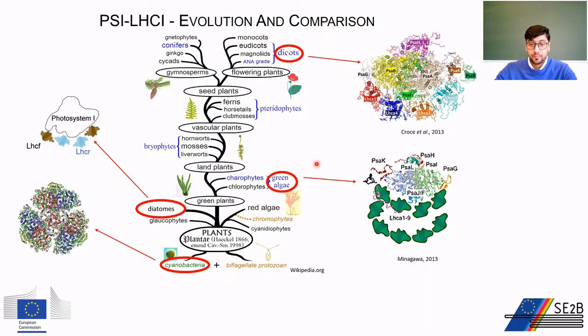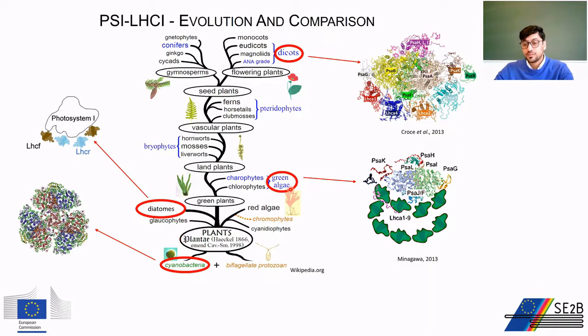Okay, now I will talk about the evolution and comparison of photosystem 1. Basically, photosynthesis evolved in cyanobacteria. In cyanobacteria, photosystem 1 is a trimer. It has 3 monomers which are arranged in such a way that light harvesting is maximum. In diatoms, there is no structure for photosystem 1 known yet, but it is a monomer in diatoms, and it contains 3 different types of antenna proteins.